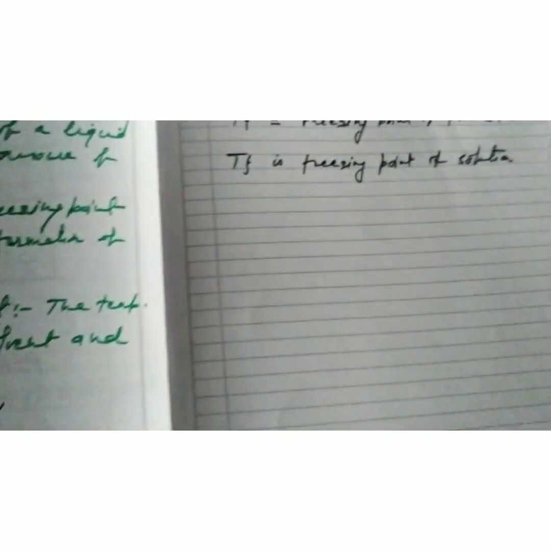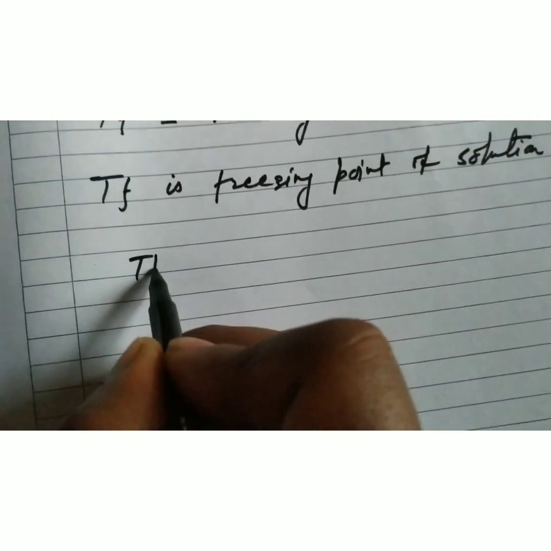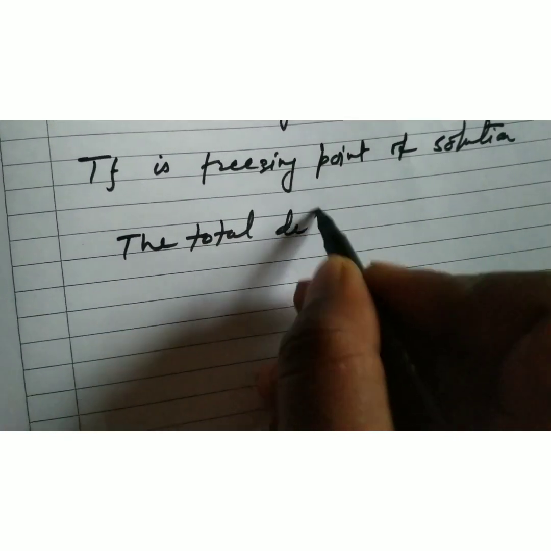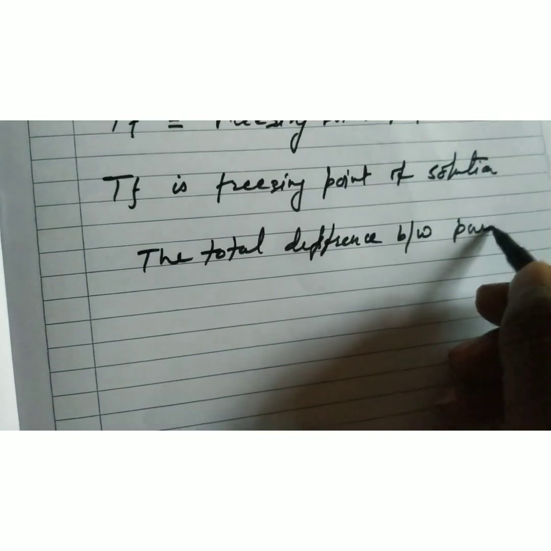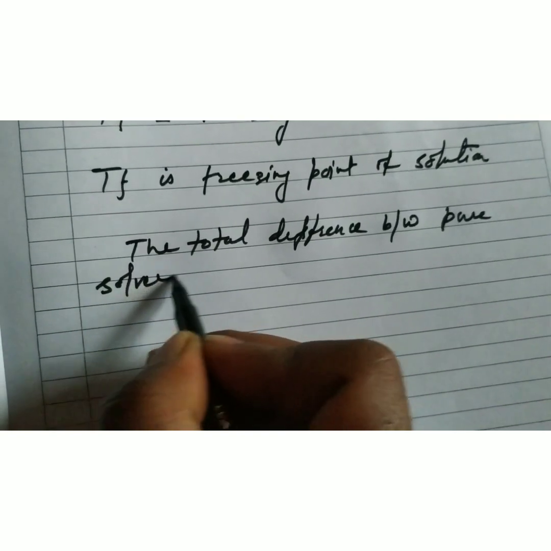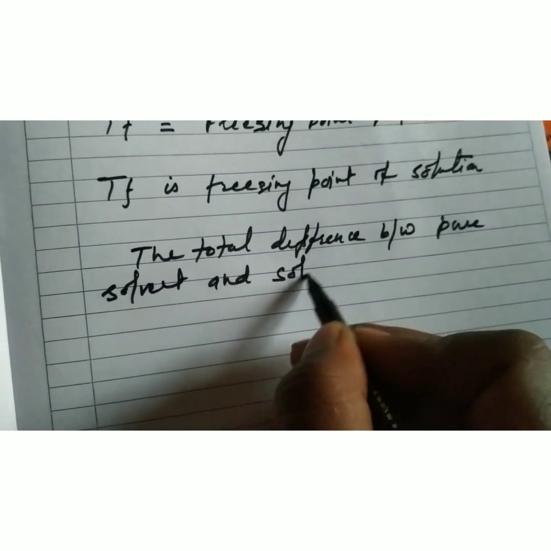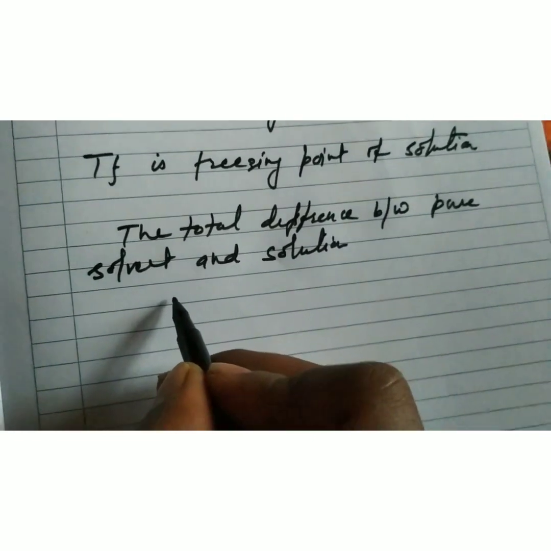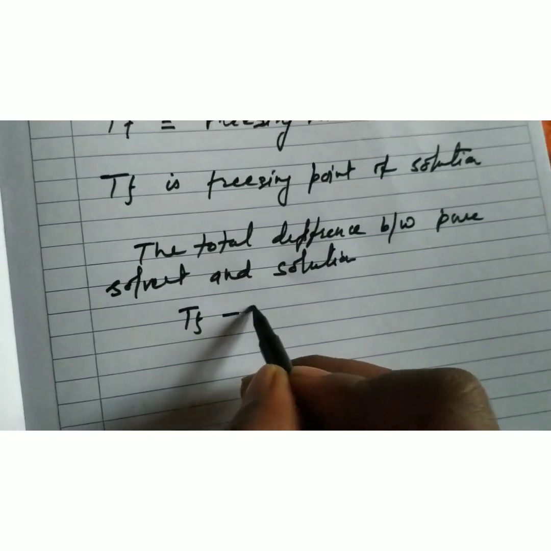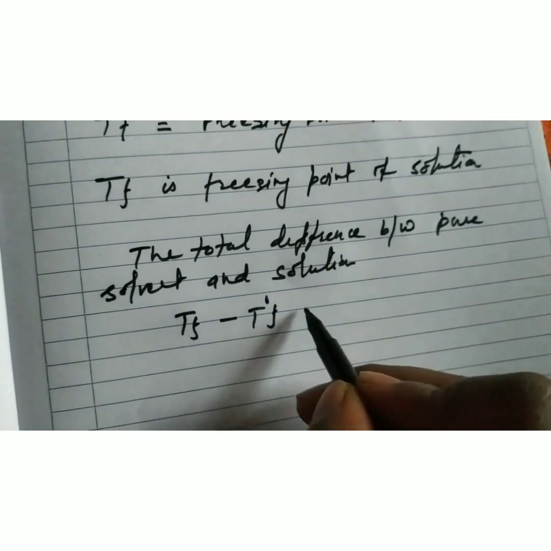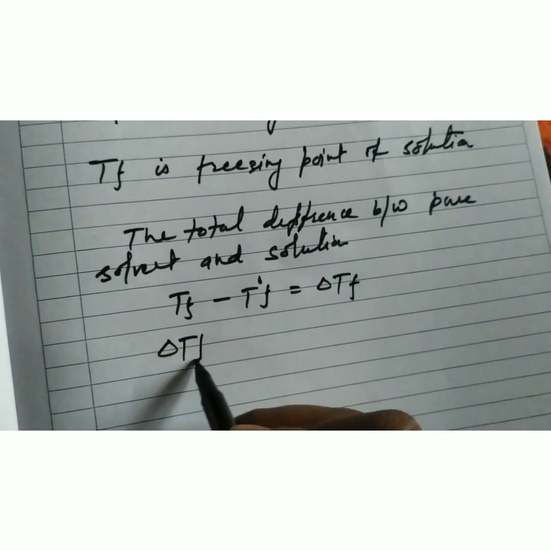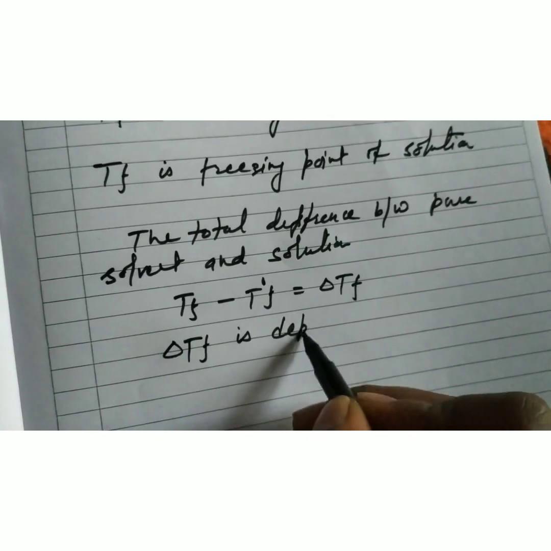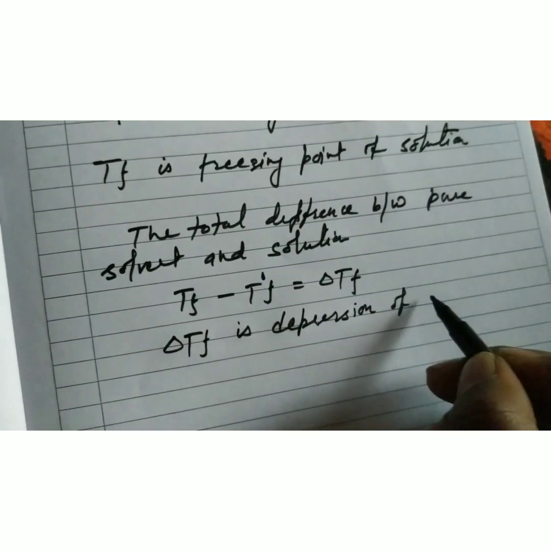So let's consider the total difference between pure solvent and solution. So TF minus T naught F equals delta TF. This delta TF is the depression of freezing point.